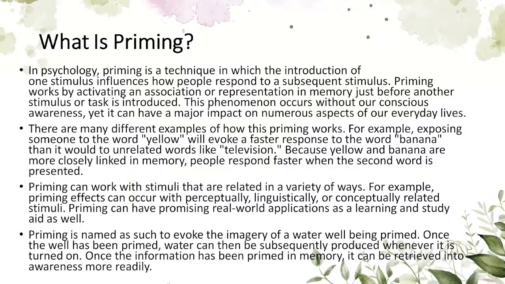For example, exposing someone to the word yellow will evoke a faster response to the word banana than to two unrelated words like television. Because yellow and banana are more closely linked in memory, people respond faster when the second word is presented. Priming can work with stimuli that are related in a variety of ways. For example, priming effects can occur with perceptually, linguistically, or conceptually related stimuli.